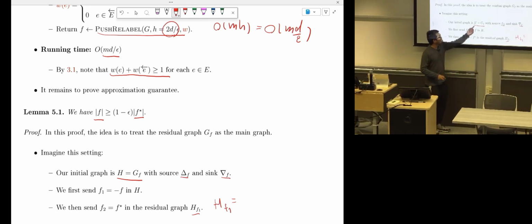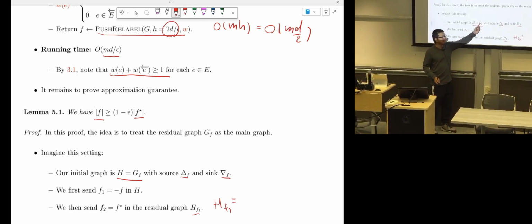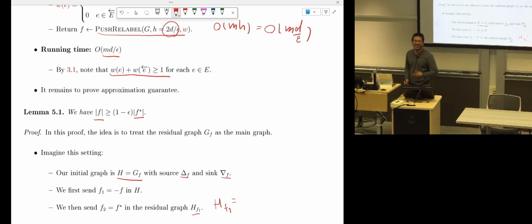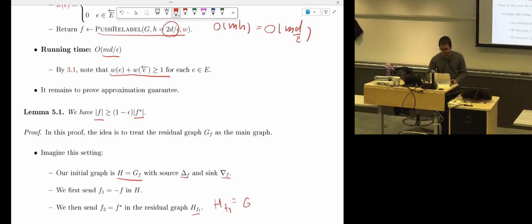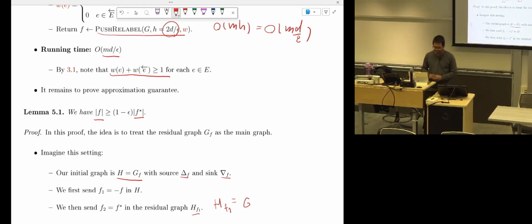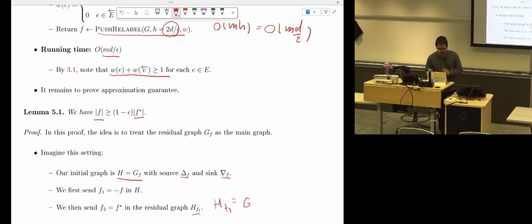So H is a residual graph, GF. What will happen to H after I send minus F? Is it just G again? It's just G again, yeah. Just to understand the notation. Yeah, it's just G again. Okay.